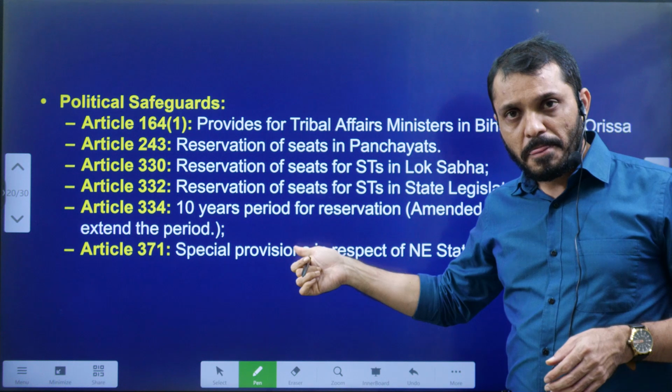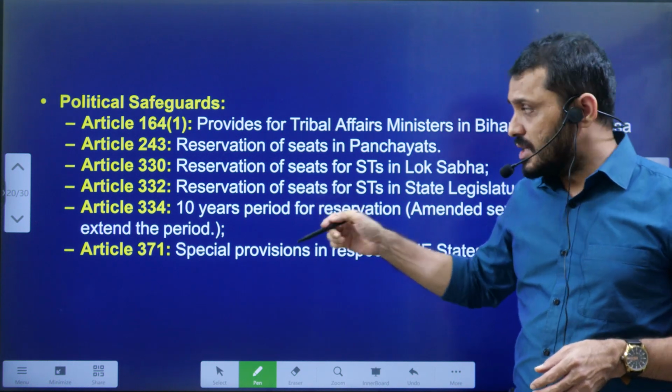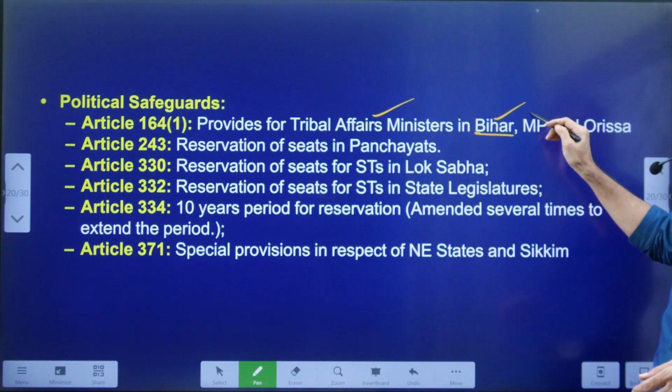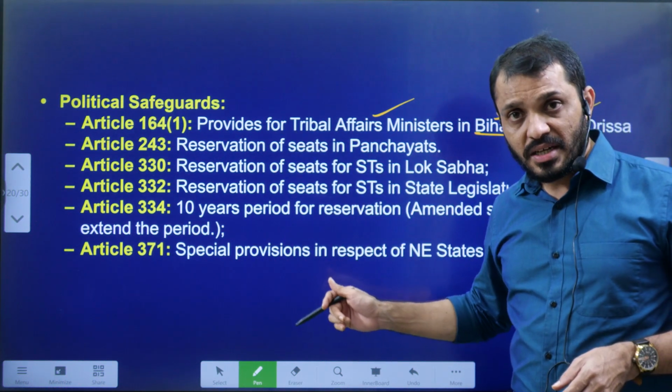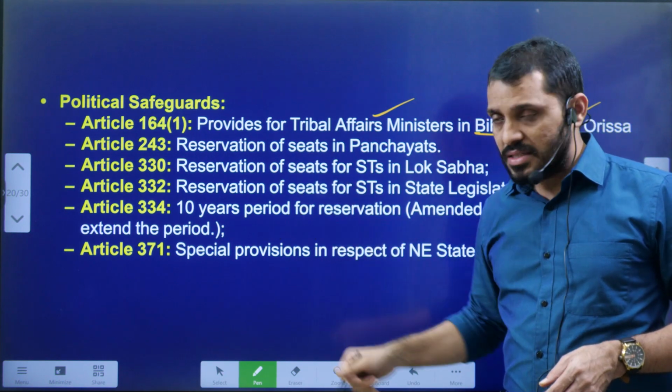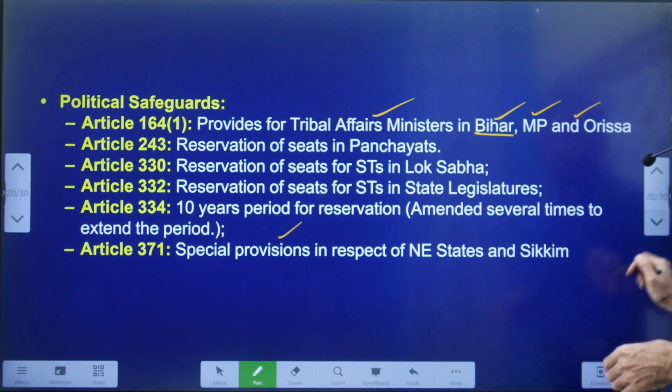Political safeguards. Article 164, clause 1: tribal ministers will be there in the states of Bihar, MP and Odisha. Then the rest of the articles I already told you, where these STs get certain political safeguards.